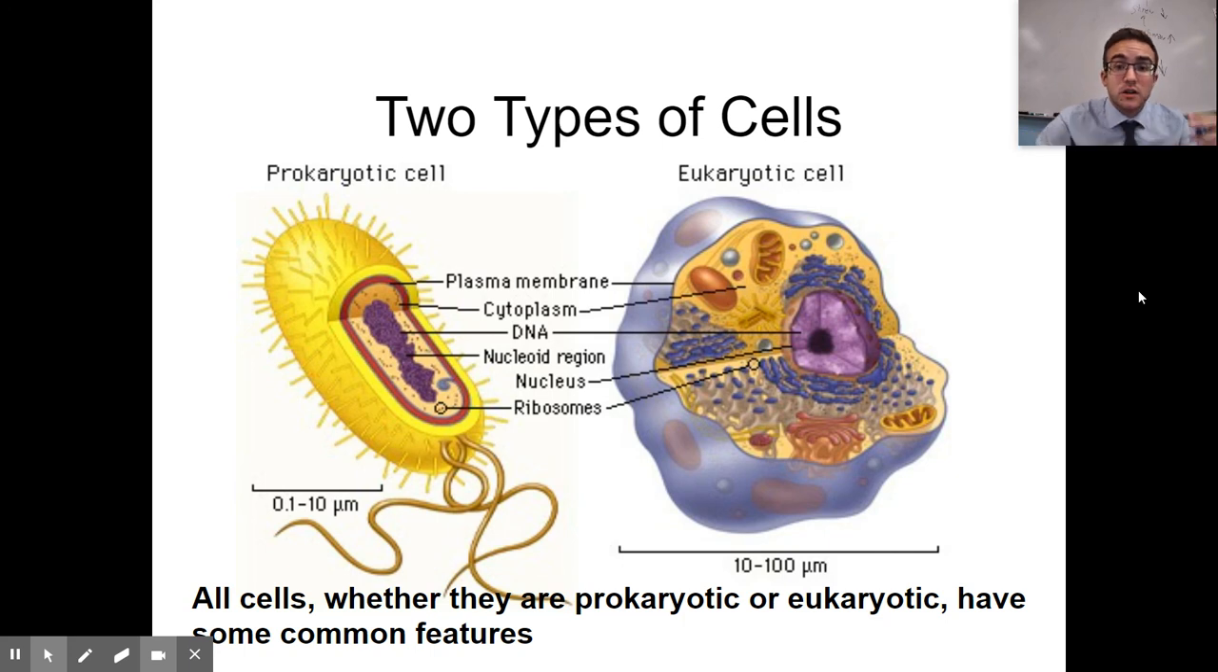Now, they do share some similarities. One is a plasma membrane. All cells share a plasma membrane, which is the outer region of the cell. They share cytoplasm, which is the inside jelly-like fluid. They both have DNA, although what that DNA looks like is different. And they both have ribosomes, which are a site of protein synthesis. We just learned about proteins, amino acids, and peptides. The ribosomes are where that stuff is assembled inside the cell.